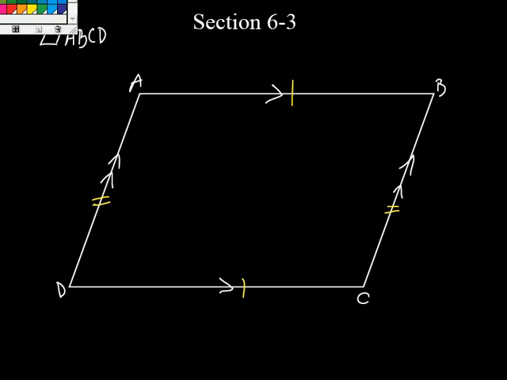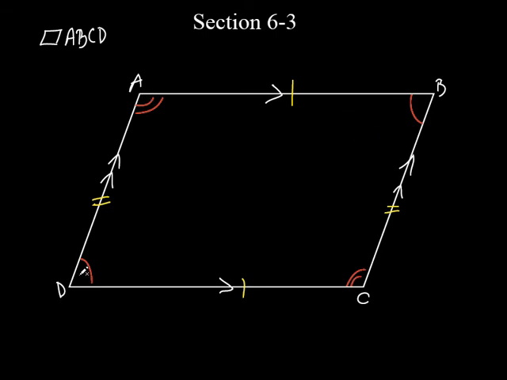Then there's something else we learned about parallelograms. We learned about the opposite angles, didn't we? We learned that the opposite angles are congruent to each other. So that angle and that angle are equal, and this one here and this one right here are equal to each other. They're opposite angles and they're equal.